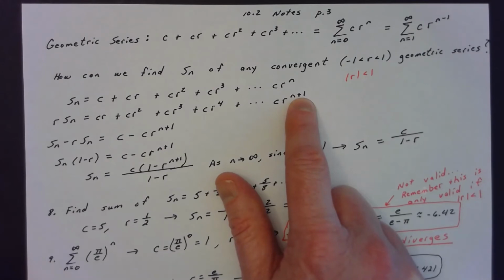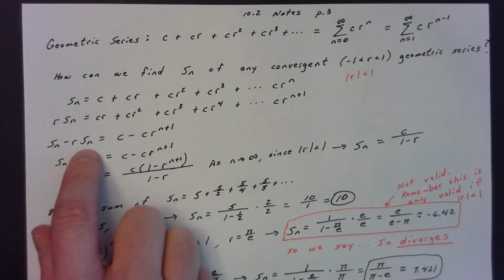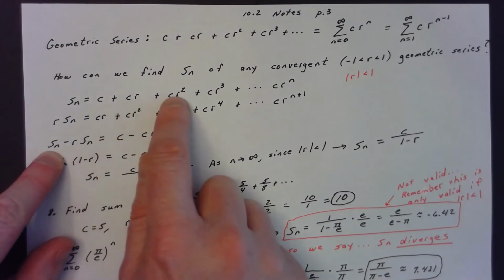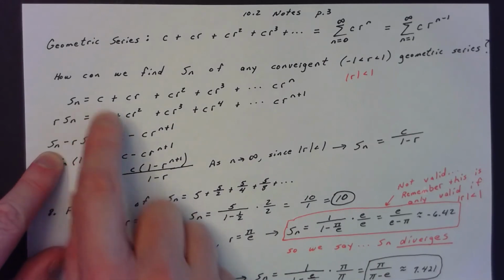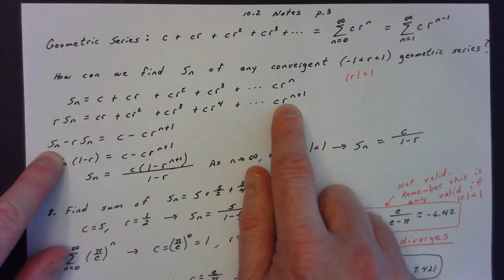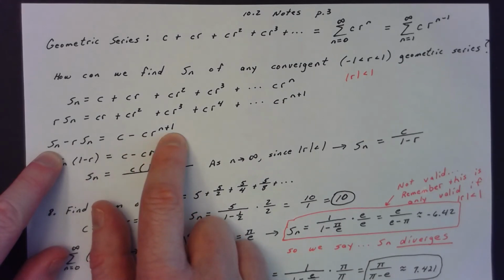Now the goal is to try to solve for s sub n as a nice function. So let's take what we did for the sum of the first n numbers and subtract from it r times the sum of the first n numbers. You can see almost everything is going to cancel out. All of these terms will cancel with all of those terms, with the exception of the constant in the first equation, and then you're going to have minus the very last term in your second line. So I have c minus c times r to the n plus 1 power.